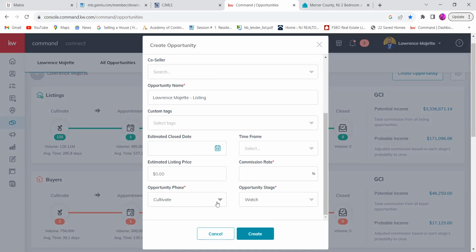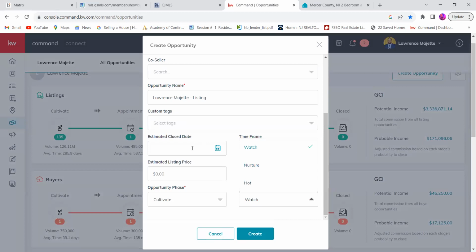where the opportunity is as far as cultivating. Did you go on an appointment? Are they active? You know, where are you in the phase of the opportunity? Which stage are you in? Are you in nurture? Are you in a watch stage, which means you're just watching them, keeping track of them? Are you nurturing them, meaning are you sending them information and following up with them and things like that? Or are they hot? Are they ready to go right now? Are they ready to sign a contract? Are they ready to move forward today?